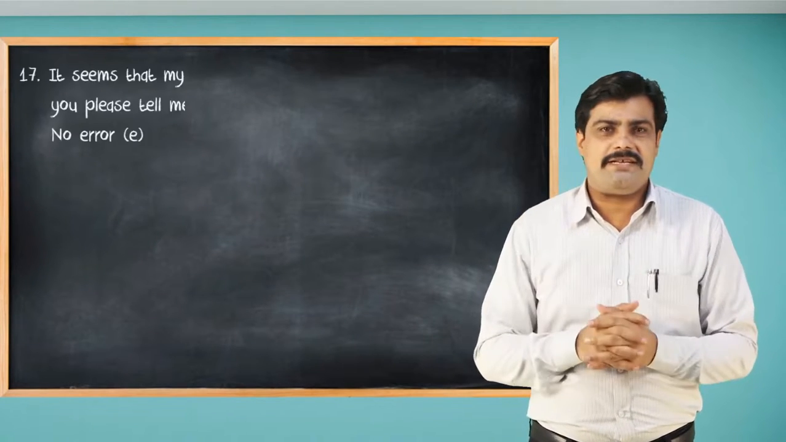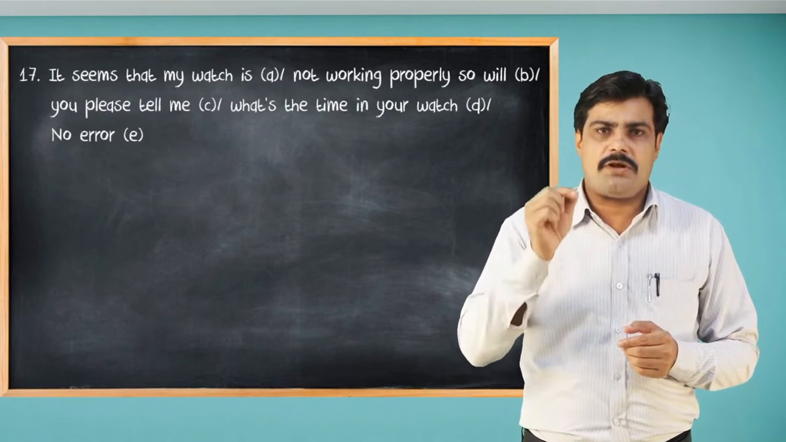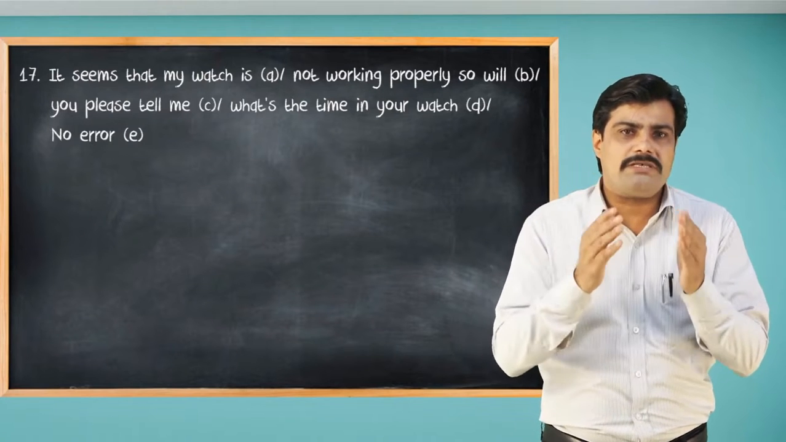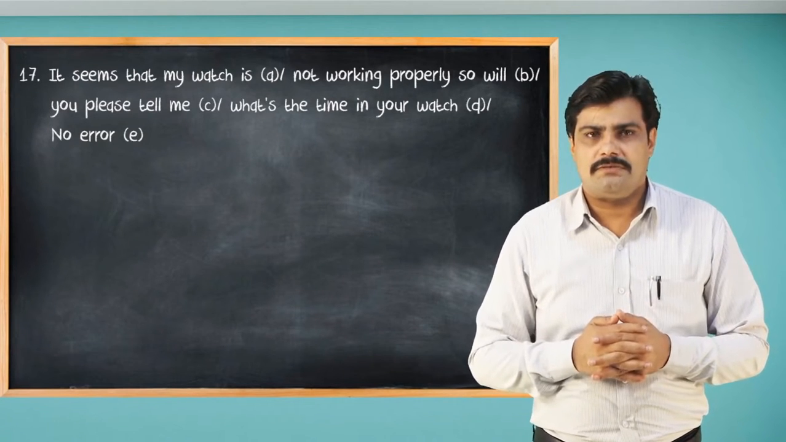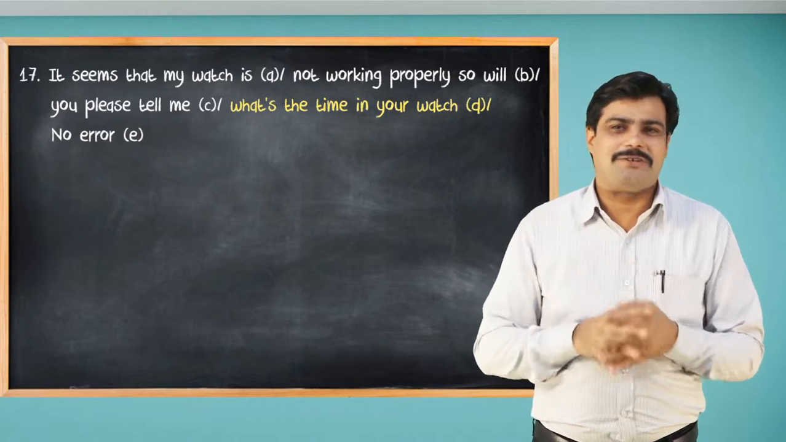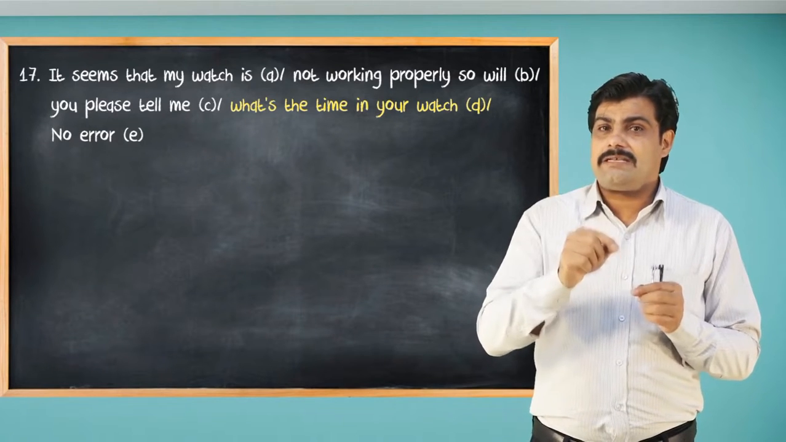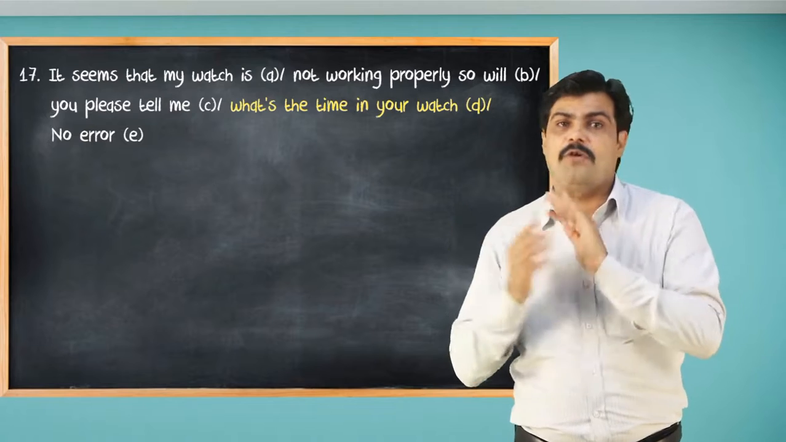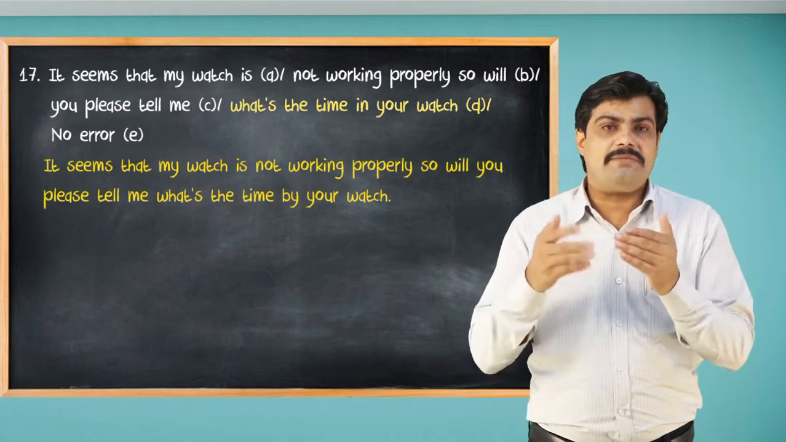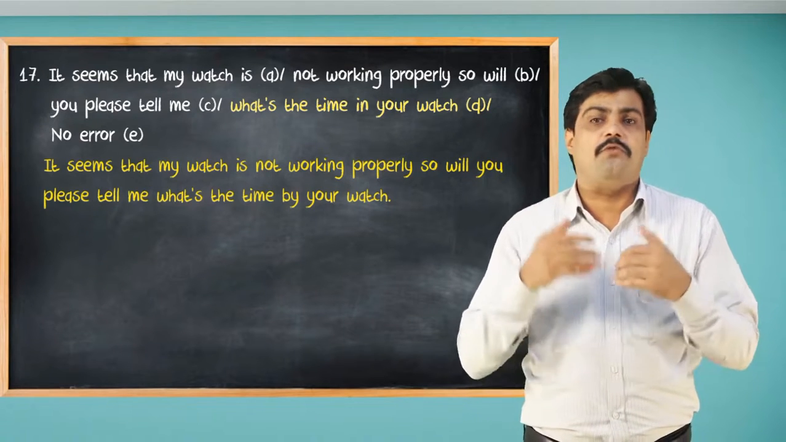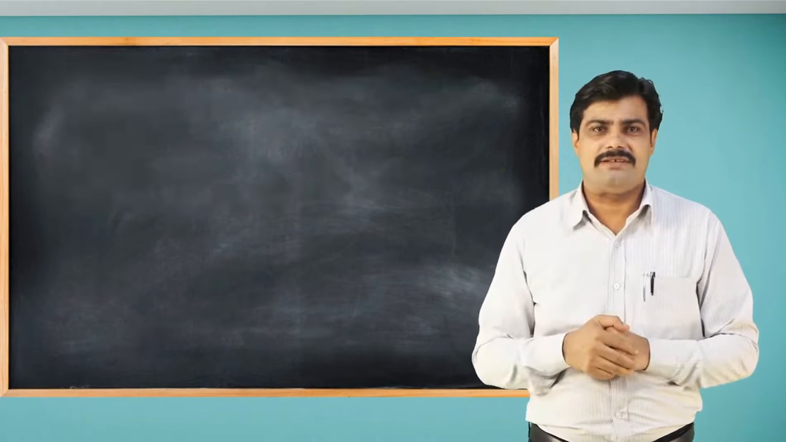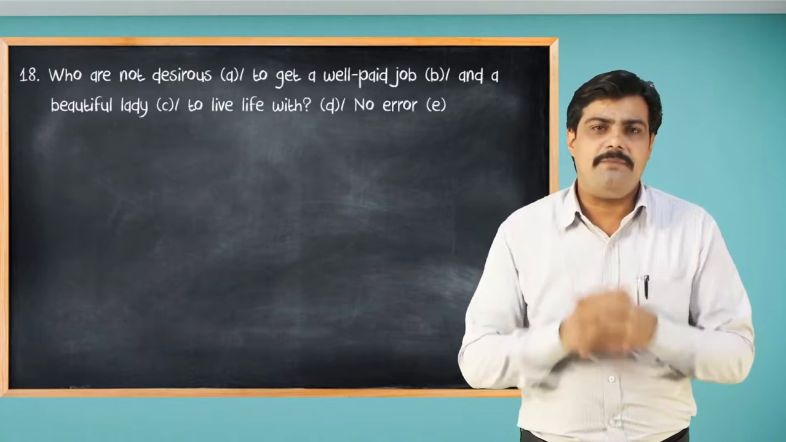Now let's take another sentence. It seems that my watch is not working properly, so will you please tell me what's the time in your watch? Now in the sentence, the use of preposition in part D is wrong. It is right to say time by your watch, time by watch. So for watch we use by. Now the correct sentence would be, it seems that my watch is not working properly, so will you please tell me what's the time by your watch? Is the right sentence.